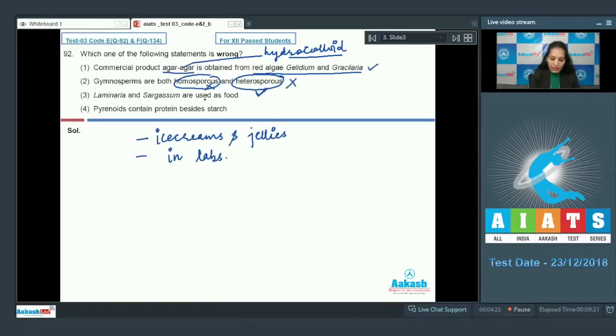Option 3, laminaria and sargassum are used as food. This is also true. Both are brown algae and they are widely used as food. Fourth option, pyrenoids contain protein besides starch. This is also correct. Pyrenoids are the structures which are present in the chloroplast of the green algae and they contain protein besides starch. So this is also correct. So the incorrect statement is second. So the correct option for the given question is option number 2. Let's move on to the next question.